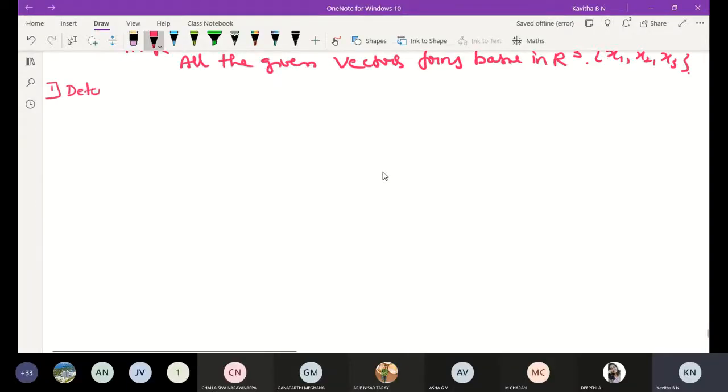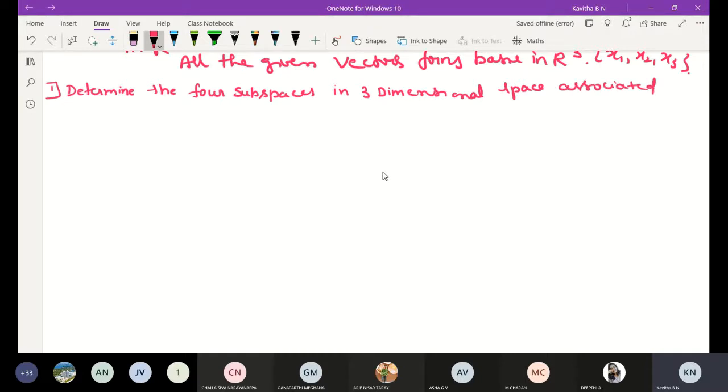Determine the four subspaces in three-dimensional space associated with A equal to [0, 1, 0; 0, 0, 1; 0, 0, 0]. Mention their dimensions.